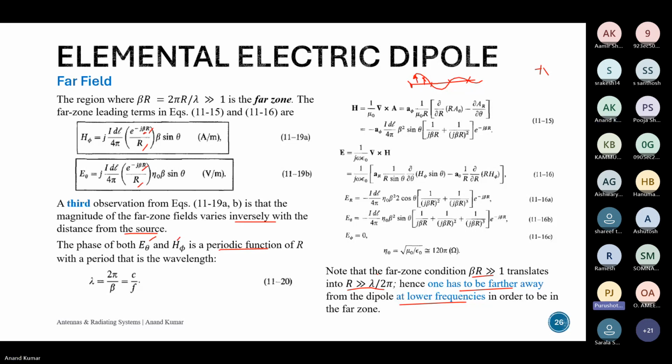Yes, Purushottam, please answer. It depends on the horn. I'm sorry, I could not follow. Can you repeat the answer or write it in the chat? It depends upon the horn, sir. Horn. Depends upon the horn. Hanuman, were you able to follow? He's saying it depends upon the antenna which is radiating, I think.